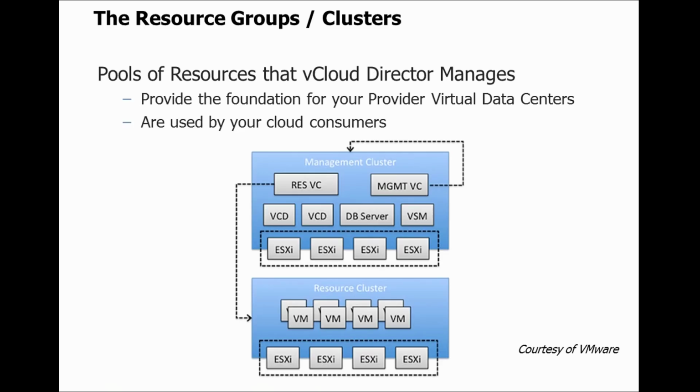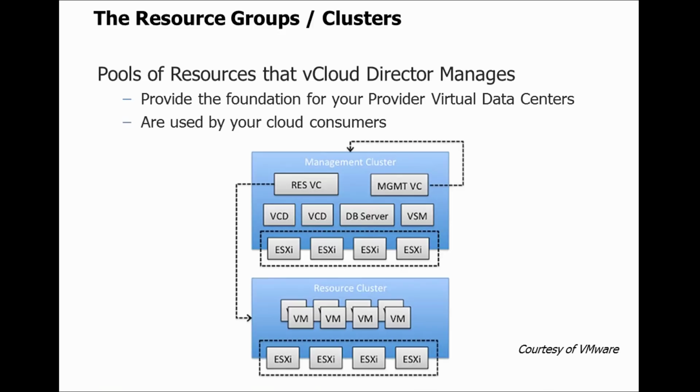So the second type of cluster is a resource group or resource cluster, and they consist of pools of resources that the vCloud Director manages. So this is how you're going to provide resources to your consumers or to your clients or to your departments. And the graphic tries to show this in that we've got two different clusters shown here. The top one is the management cluster. And notice at the very top layer, you've got two vCenters, one for resources, one for management. The management vCenter manages the management cluster, so it's used only for that. And the resource vCenter is managing the resource clusters. So we've got some separation of duty there.